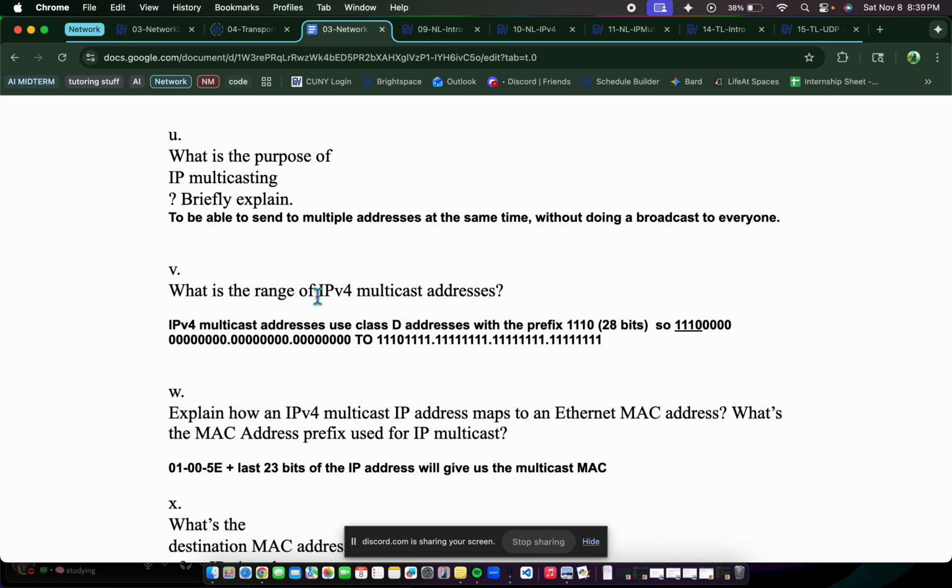What is the range of IPv4 multicast addresses? So these are your class D addresses, and they start out with the 1110 prefix. So these are like the different classes that we went through: class A, class B, class C, class D. And if you wanted to write these out, it's the 1110 with all zeros to the 1110 with all ones. So that's what that's saying.